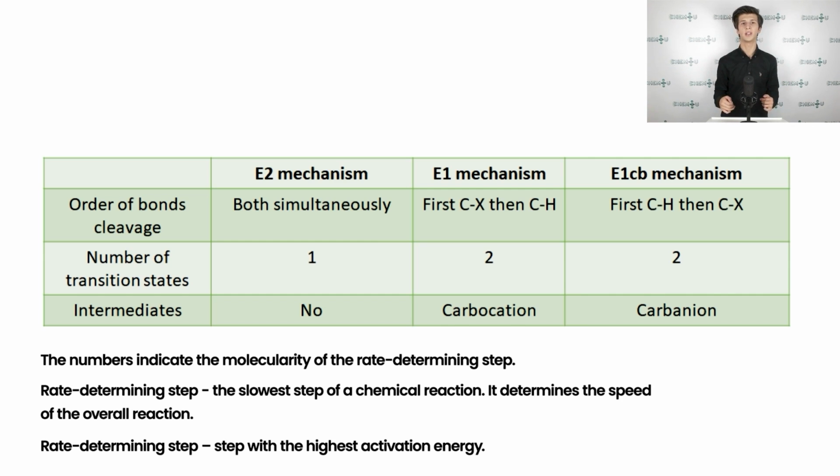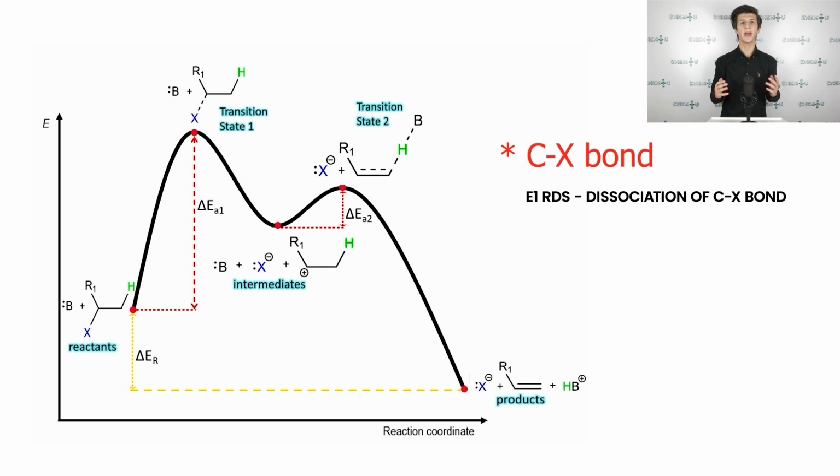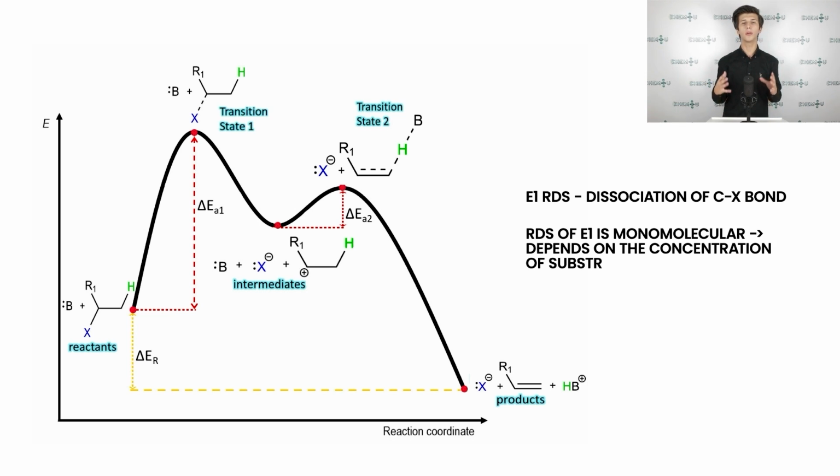activation energy. For E1 mechanism, the rate determining step is represented by dissociation of C-Y bond, because the corresponding activation energy is much higher than that of the second step. You have noticed that only one compound is involved in this rate determining step, meaning that this step is monomolecular. The subsequent abstraction of the proton is much faster and does not affect much the overall reaction rate.